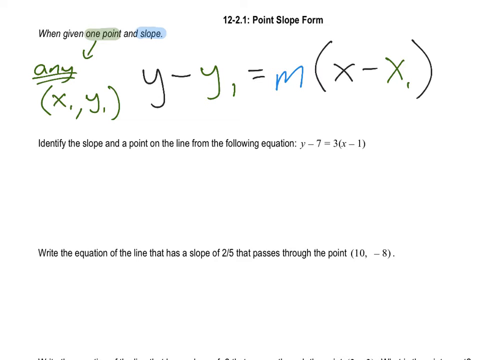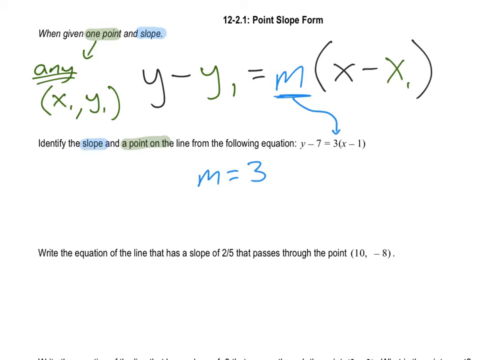All right, so the first example is just using the form to identify two things here. We're going to look at the equation over there, and we're going to take out the slope value, and we're able to also see a point on the line. The easiest part to see is the slope. So remember, we see our slope m is on the outside of this quantity. So we see that number in this example is right there, 3. So our slope is 3.